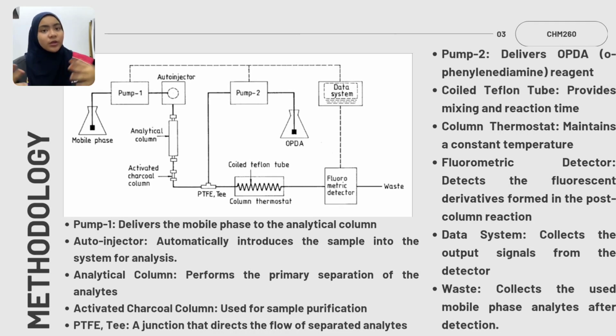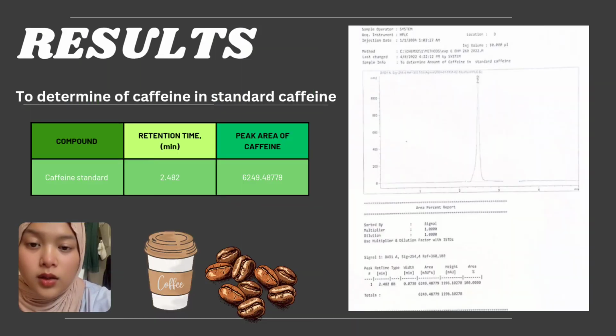The data system records and processes the result for analysis. Finally, the waste solution exits the system through the waste outlet. In summary, this system allows for precise detection of compounds by using post-column derivatization, improving sensitivity and accuracy. So back to me, I'm Naki. I will talk about caffeine analysis using the HPLC method.